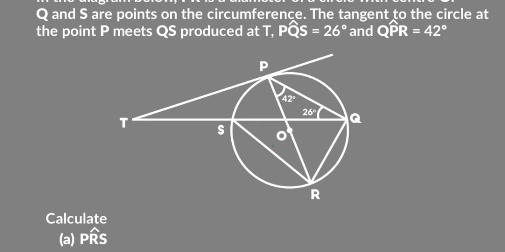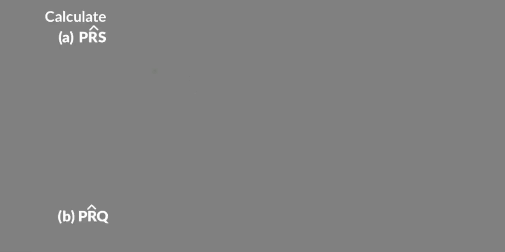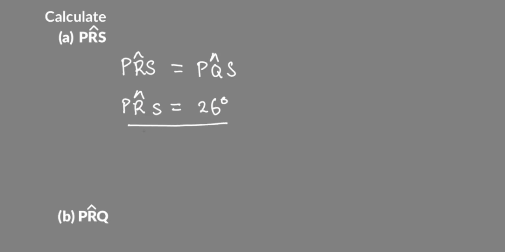In this question, you can see that the angle 26 that has been given is in the same segment with the angle that they've asked us to calculate. Therefore, PRS is going to be equal to the angle PQS. And we have calculated the angle PRS. Next, we're supposed to find the angle PRQ.